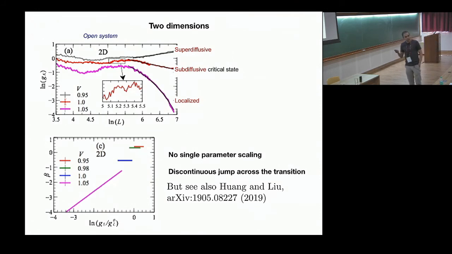I should have mentioned that even in the 1D case, if you look at the zoo of exponents that you get, they seem to be consistent with subdiffusive behavior, all of them. So even in 2D, at the critical point, we seem to get subdiffusive behavior. As far as single parameter scaling is concerned, if you look at beta as a function of G, once again, it appears that you have a violation of single parameter scaling in 2D at the transition. But I should also point you to this paper which claims the opposite, looking at wave functions rather than the conductance. So there is still an issue here to be resolved about whether there is indeed violation of single parameter scaling and whether that depends on the particular quantity that you're looking at, but this is what we observe.